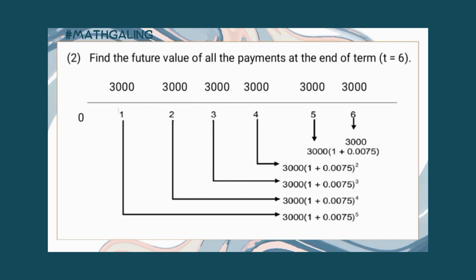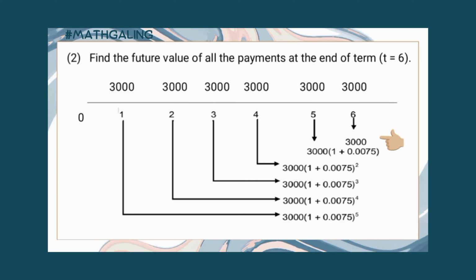So 6 minus 4, that is 2. And for the fifth month, we have P, that's 3,000 times (1 plus 0.0075) to the power of 6 minus 5, which is equal to 1. And next, for the last month, the sixth month, that is 6 minus 6 for n, so this becomes 0.